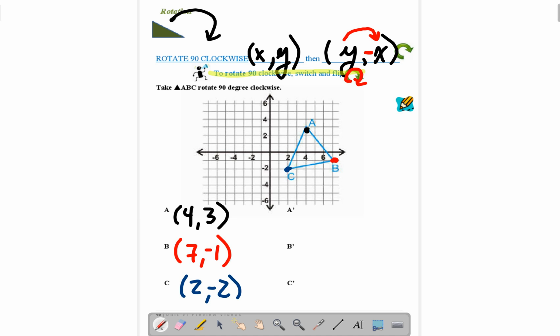So to rotate 90 clockwise, again, it's a good idea just to get a guesstimate of where we're going. So just lightly draw a line. We're going to take this triangle and we're going to go clockwise about a quarter turn. So just do a light arrow so you can visually tell which way we're going here. Now, rotate 90 clockwise, switch and flip to the right. So step 1, just switch the order. So if I have 4, 3, make that 3, 4. Just switch the order. Do nothing else.